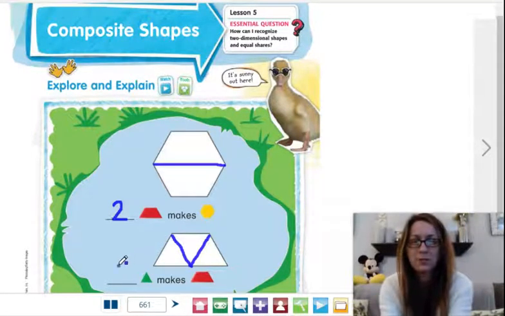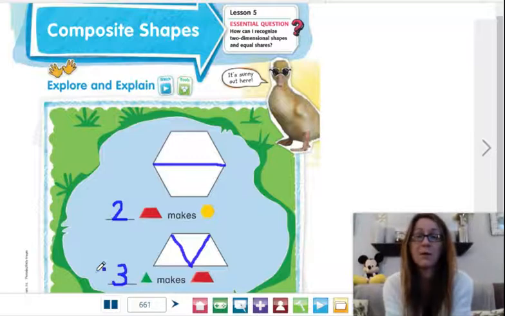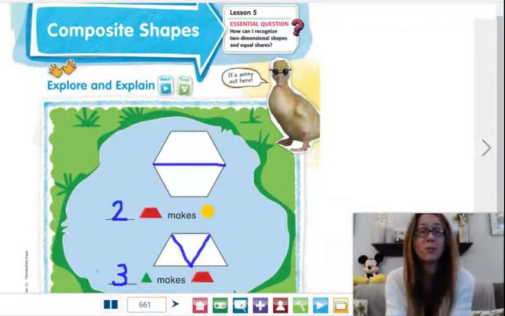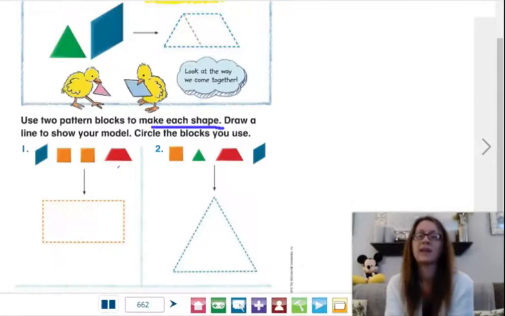So I'm going to put a number 3 here to show that we can take 3 triangles, flip one of them upside down, and have the 2 of them going right side up to make a trapezoid. Now let's do a couple of examples together.